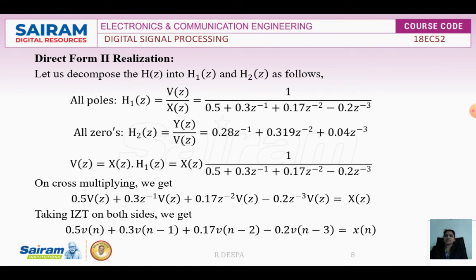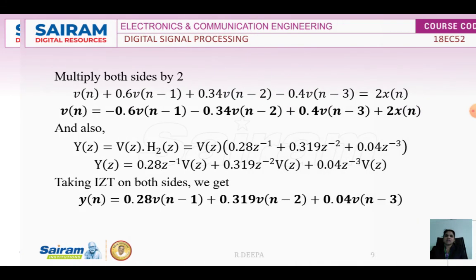And similarly for the direct form 2 structure, as I told, you have to decompose the entire h of z into h1 and h2, whereas h1 of z, please always remember, it stands for the poles. So 1 divided by the denominator polynomial you have to write, and for the h2 of z, it stands for zeros, that is the numerator polynomial. Then just cross multiply and take inverse z transform and represent what is v of n and y of n.